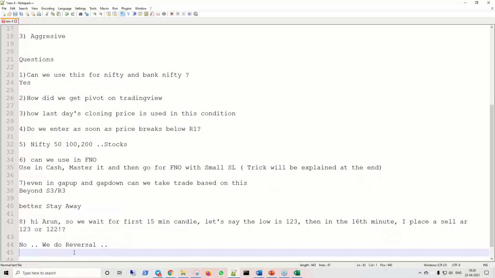Okay. So let us assume your above condition is the R1 condition. We don't worry about the low or high. If in case it is R1, we wait for a red candle. After a red candle is formed, we enter at R1. Okay, let me take an example.